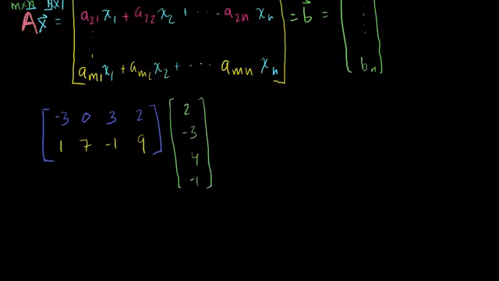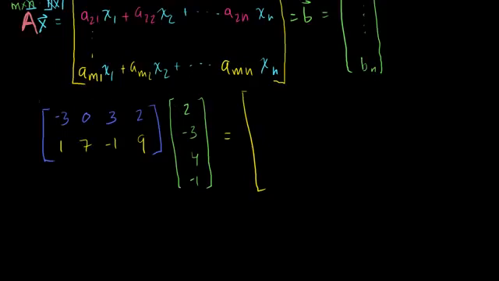So what is this going to be equal to? We essentially take the dot product. The first term of this is going to be the dot product of this first row with this vector, and then the second entry here is going to be the dot product of this row vector with this column.